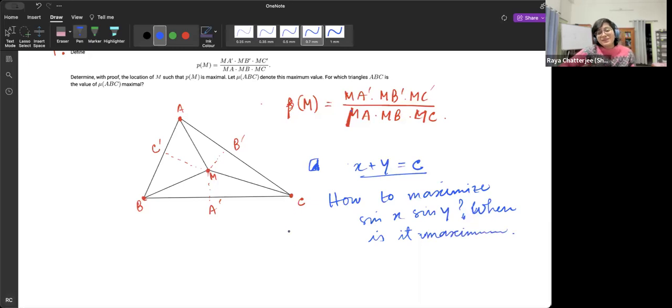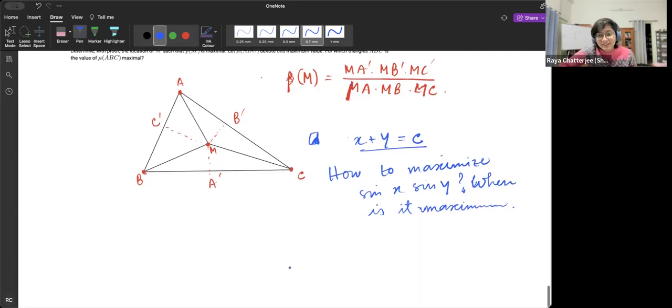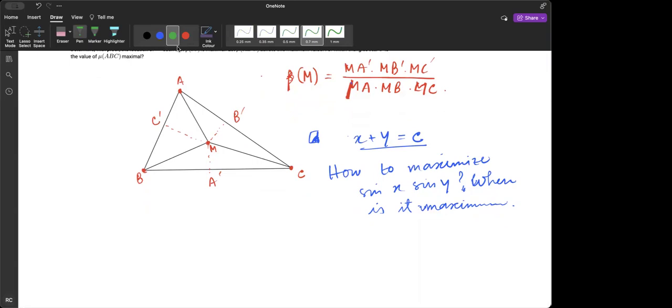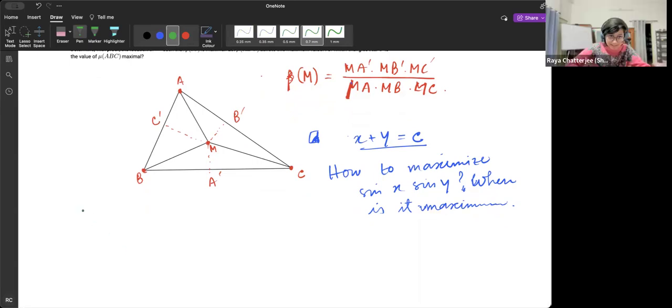So I'll just answer this question, how to maximize. If you just use the formula which we discussed, you can show the maximum. Or we could, okay, one more thing.